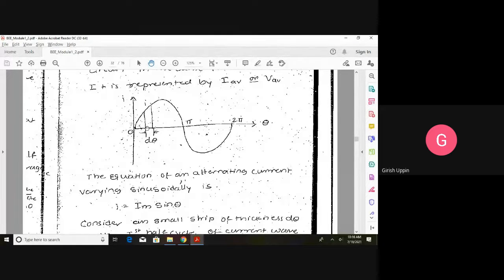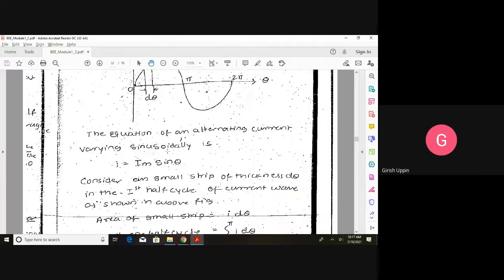So the area of this small strip is I into d theta. If I want to find the area over the complete half cycle, then I have to integrate I d theta from 0 to pi. That gives the complete area. Then I will divide it by the half cycle time period, that is pi.